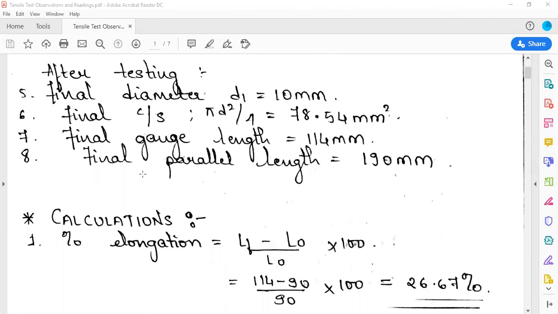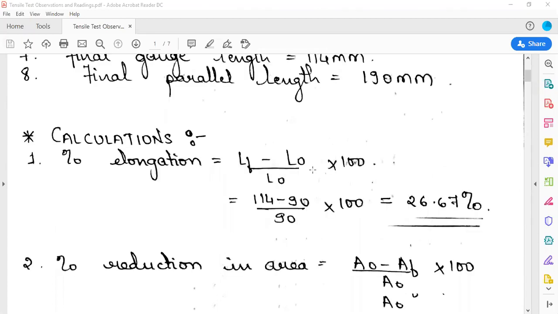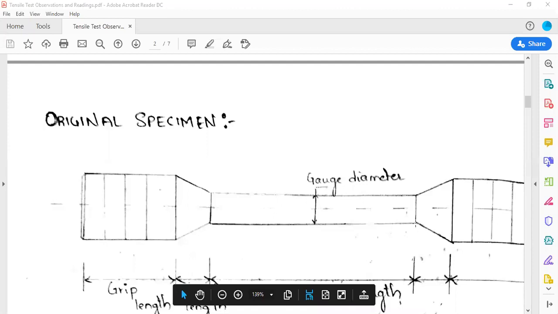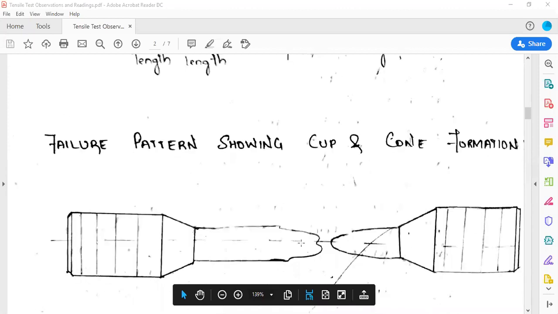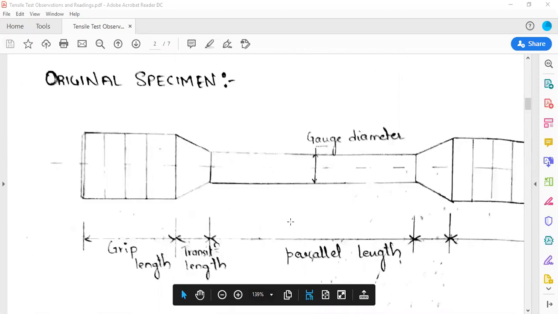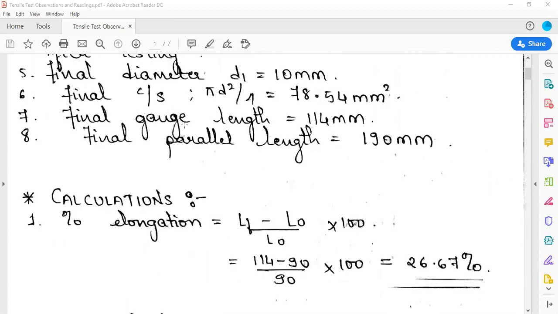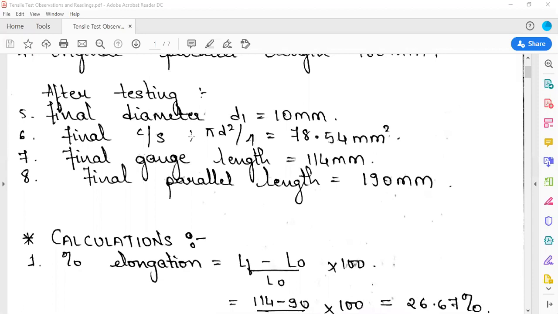Similarly, you need to find out the final parallel length. Parallel length is the distance between these 2 points. This is the starting point and this is the end point. This is the specimen after failure. You need to measure the distance from here up to this point. That will give you the final parallel length. After measuring that, you will get it as 190 mm. These are the readings which have to be taken after the testing, that is, after the specimen breaks into two pieces.